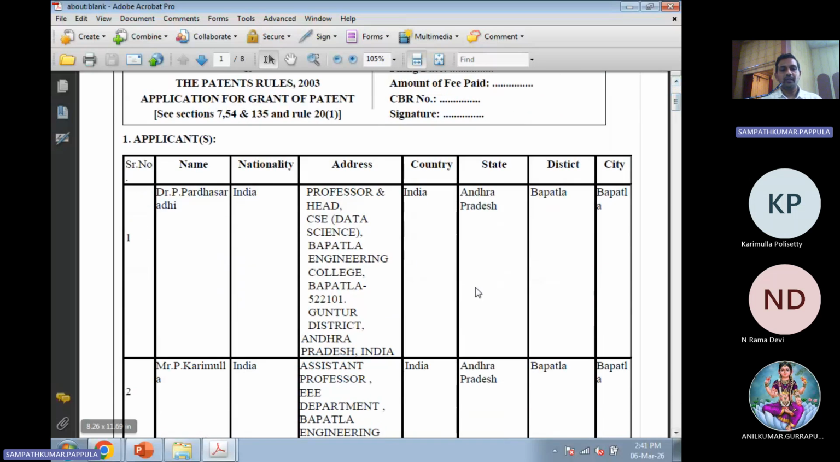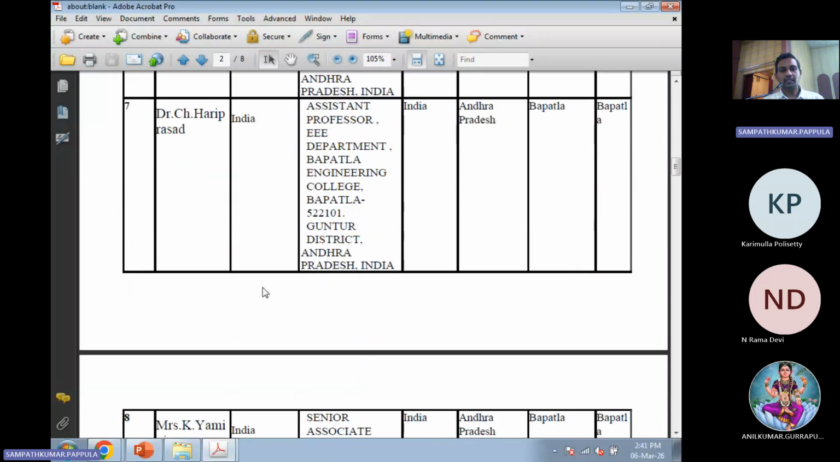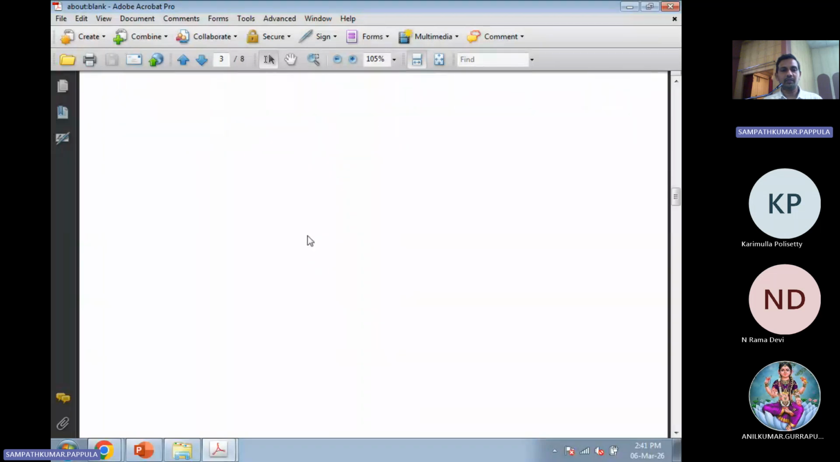So the first person: name, nationality Indian, and address; the country is India, the state is Andhra Pradesh, the district is Bapatla, and the city is also Bapatla. Like this, you need to fill the form. How many applicants are there? These are called the applicants. 1, 2, 3, 4, 5, 6, 7 and 8. Eight applicants are there. We can place up to 12 for each patent, the maximum number.